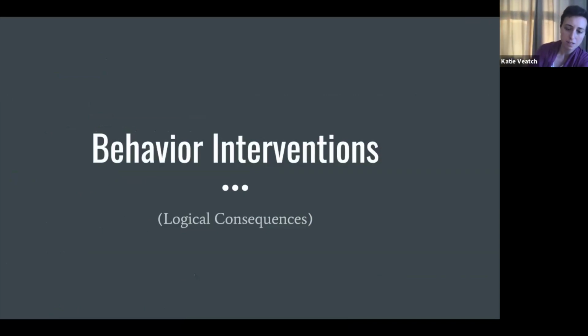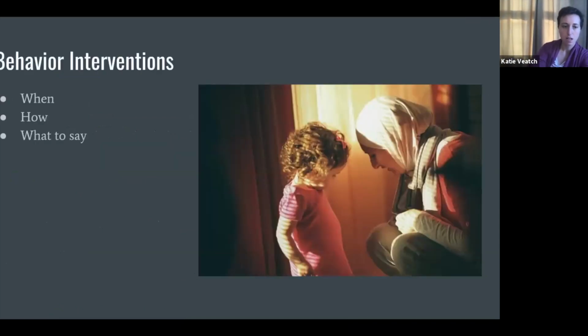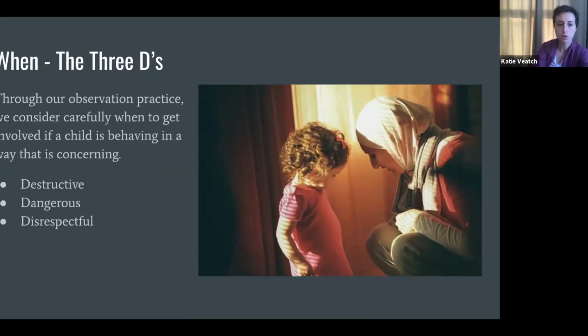Behavior intervention. So these are logical consequences. Let's talk about when, how, and what to say. So through our observation practice, we consider carefully when to get involved if a child is behaving in a way that is concerning. So the 3 things we think about in a classroom are if it's destructive, dangerous, or disrespectful. The 3 Ds, right? We can do this at home too. This is really nice. We have a lot of meetings about this, about how to intervene with behavior.